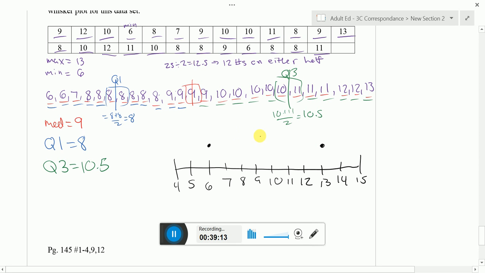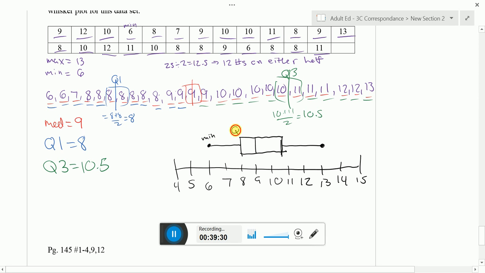We draw a line for our median, a line for our Q1, and a line for our Q3, which is 10 and a half. We create a box around those lines, and then we draw a line from our min to the box and our max to the box. So again, here's our min value, our Q1, our median, our Q3, and our max.